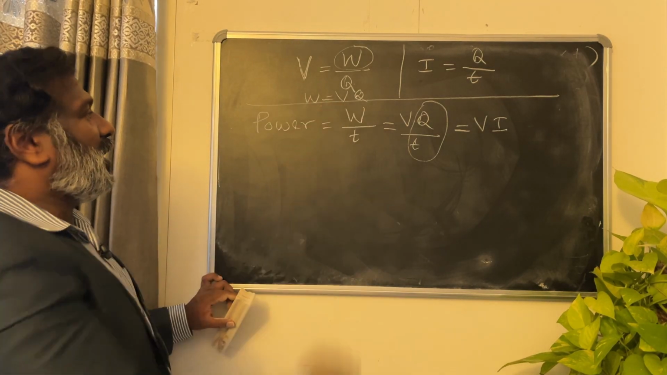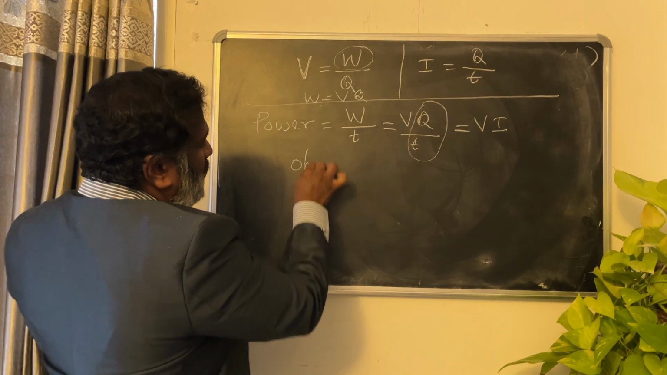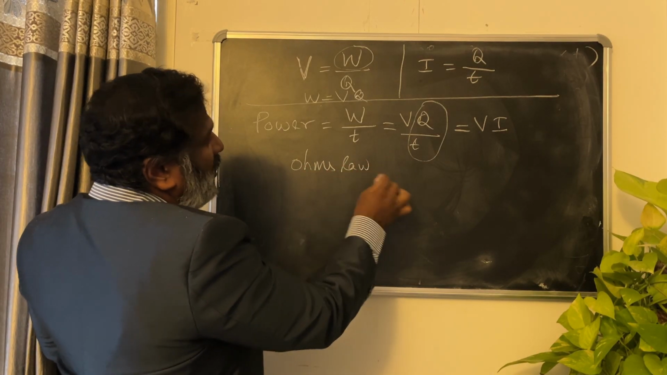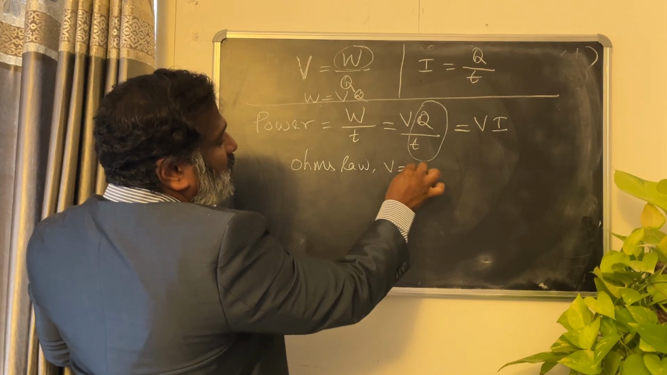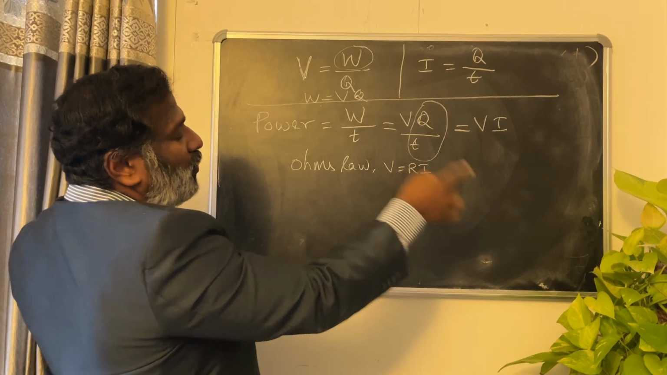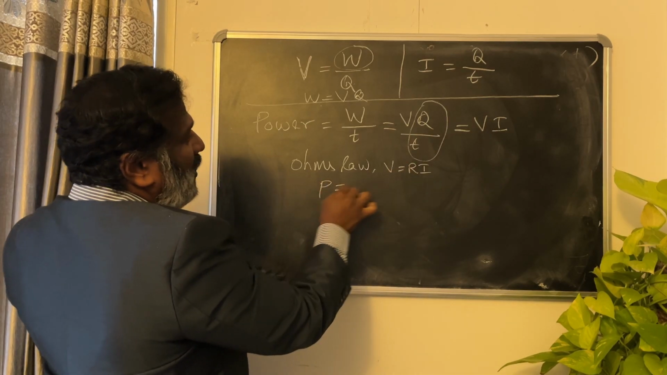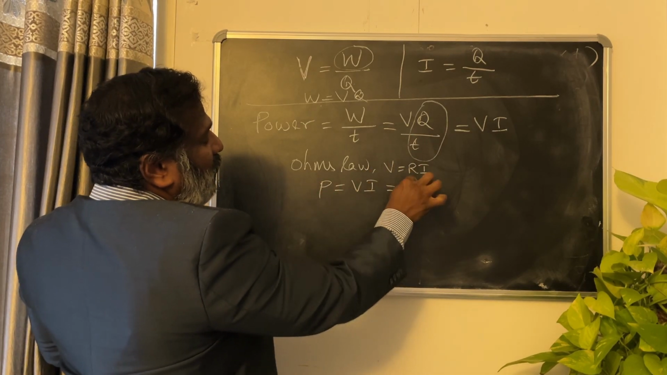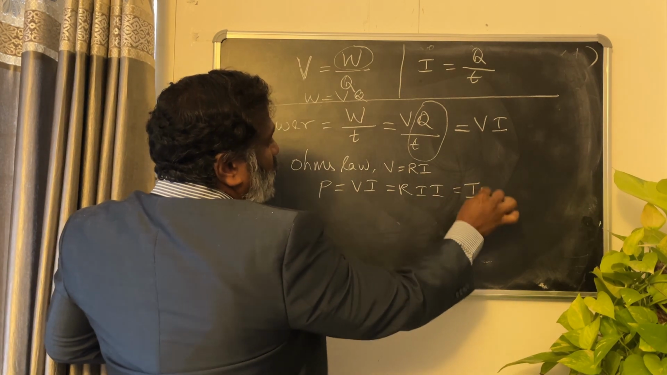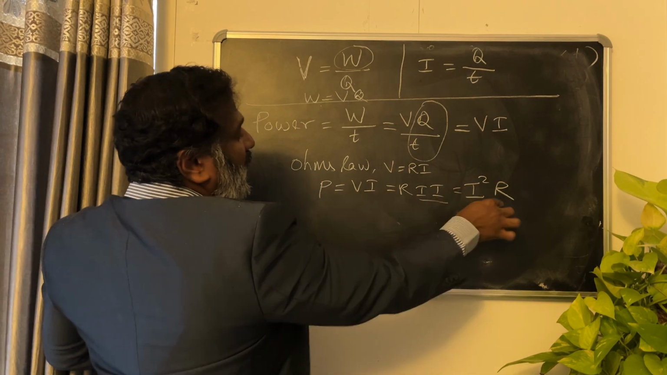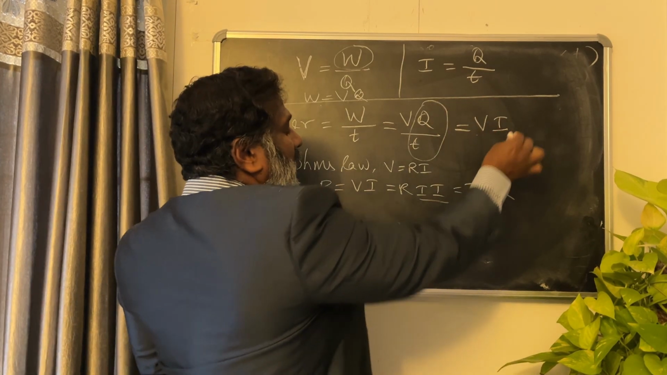This is one formula. Then based on Ohm's law, what is the equation for voltage? V is proportional to current, proportionality constant R. So V equal to R into I. Substitute that in the equation for power. So V into I. So instead of V, substitute R into I. So I square into R. I into I square into R is the equation for power. So either V into I or I square into R.